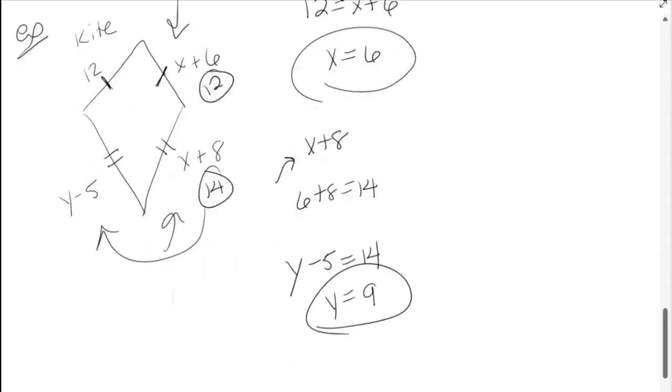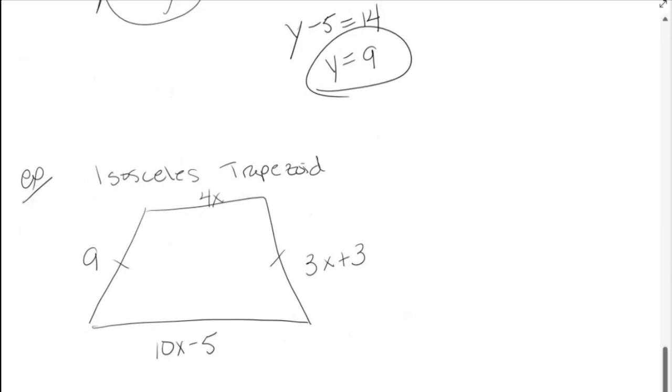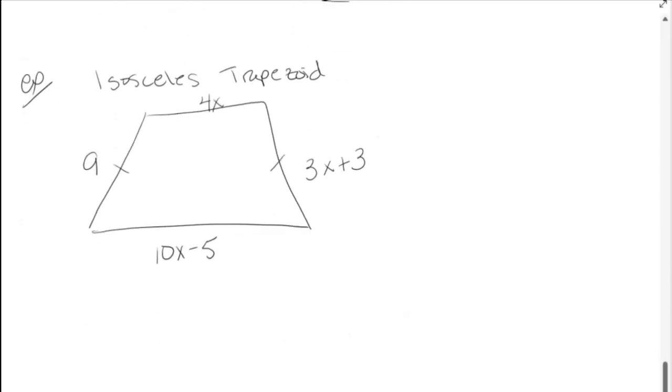All right, not too bad, just an application of these. Let's do another one here. This is the example of the isosceles trapezoid, which I had mentioned before, where you have a set of parallel sides, and then you also have a set of congruent sides. So I know that 3x plus 3 equals 9, and I can solve for x. So 3x equals 6, and x equals 2.